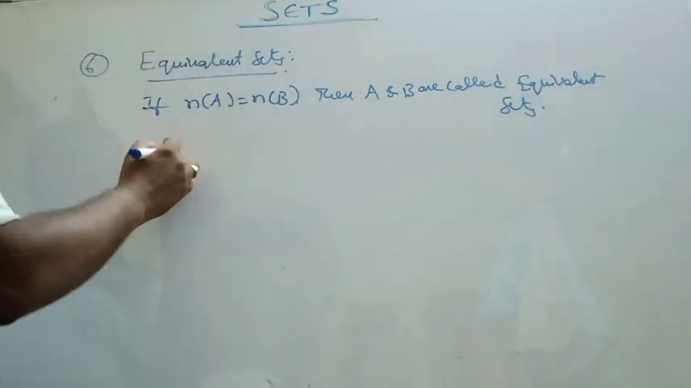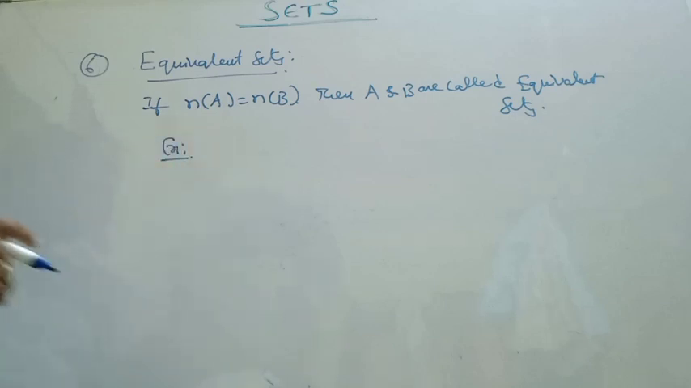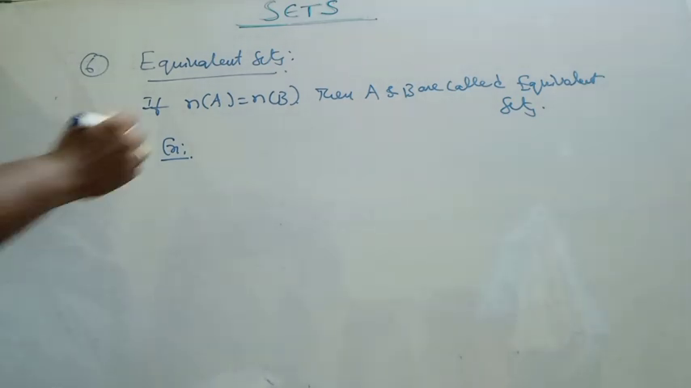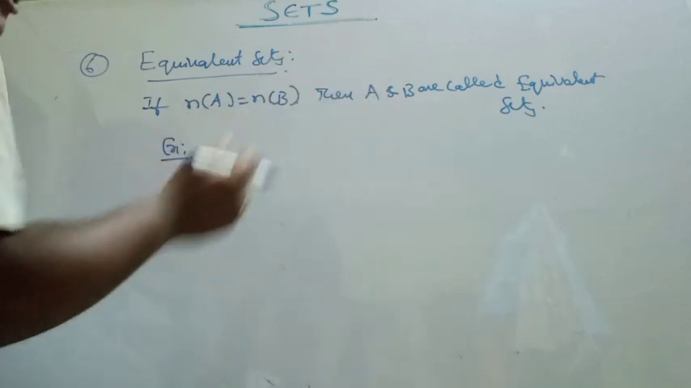I will explain with an example of equivalent sets. There is one more definition, we are having equal sets, and there is a lot of difference between equal sets and equivalent sets. Here, if n of A equals n of B, then A and B are called equivalent sets.